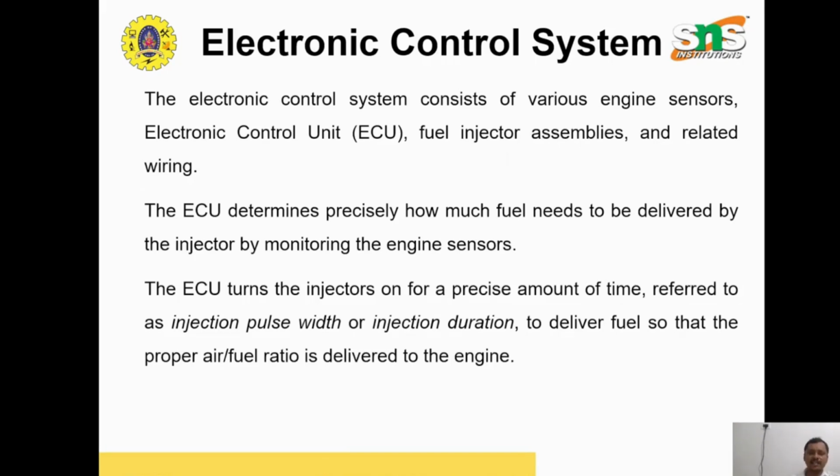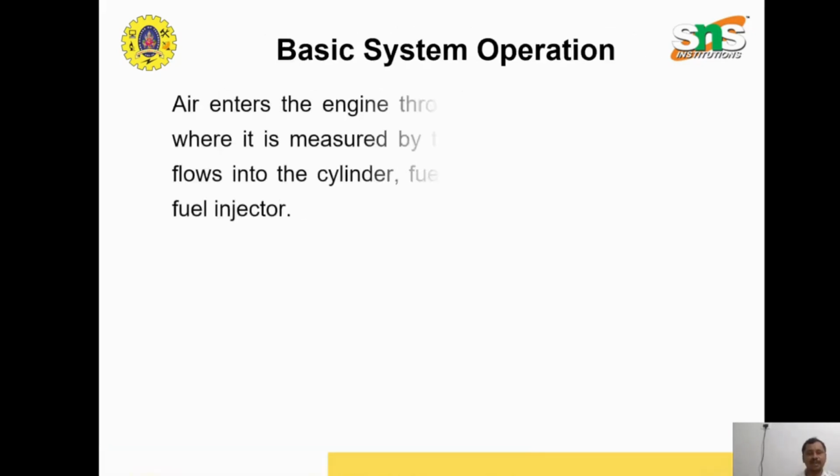It determines precisely how much fuel needs to be delivered by the injector by monitoring the engine sensors. The ECU turns the injector on for a precise amount of time, referred to as the injection pulse or injection duration, to deliver fuel so that the proper air-fuel ratio is delivered to the engine.